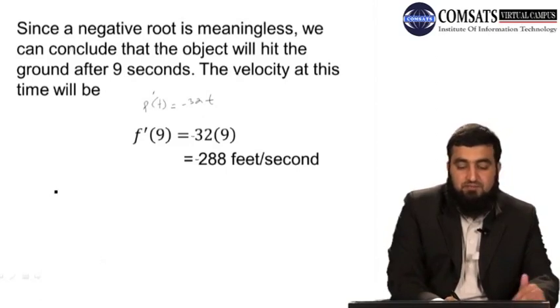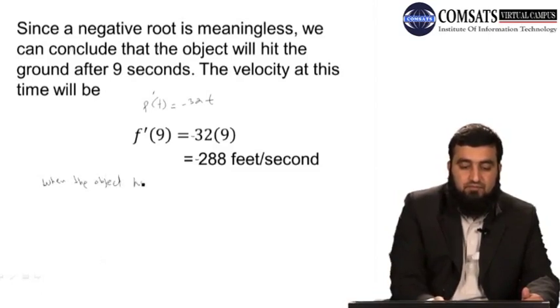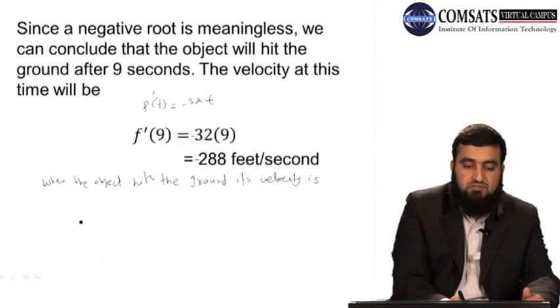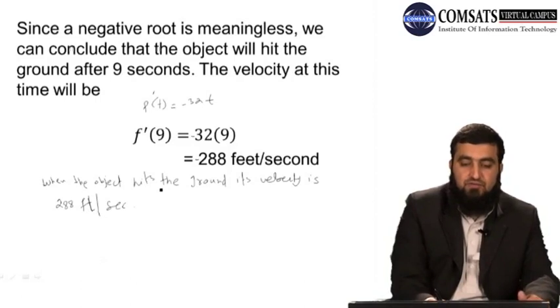So the time traveled for this distance is 9 seconds, and when the object hits the ground its velocity is 288 feet per second. Of course the negative sign indicates the direction of downward motion of the object.